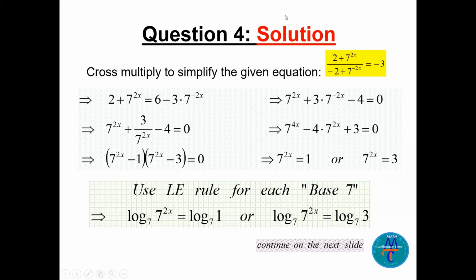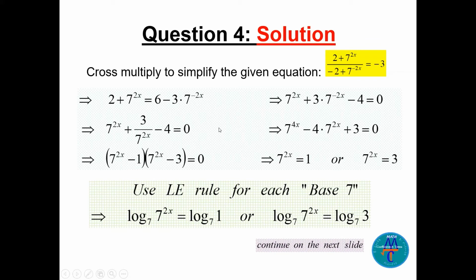Let's cross multiply. 2 plus 7 to the power 2x is equal to minus 3 times minus 2, which is 6, minus 3 times this 7 to the power minus 2x. Now, I leave here 7 to the power 2x. Take this expression on the other side, it becomes plus 3 times 7 to the power minus 2x. Take 6 on the other side, it becomes minus 6, and there is a 2, so it's minus 4. Now, this negative power, I can make it a fraction, 3 over 7 to the power 2x. And minus 4, I leave it. 7 to the power 2x, I leave it.